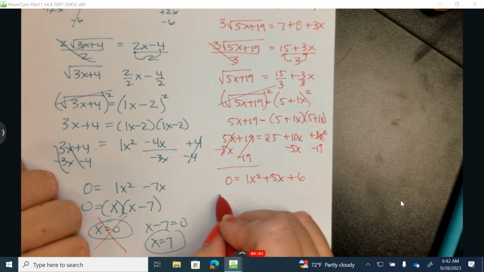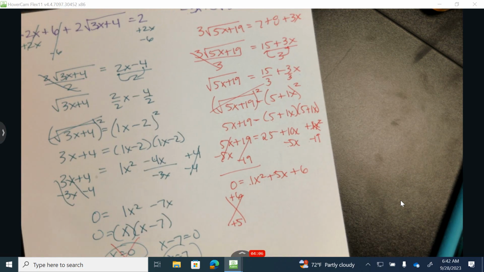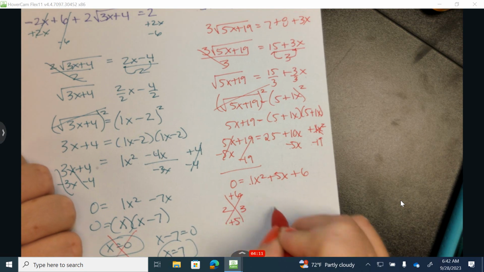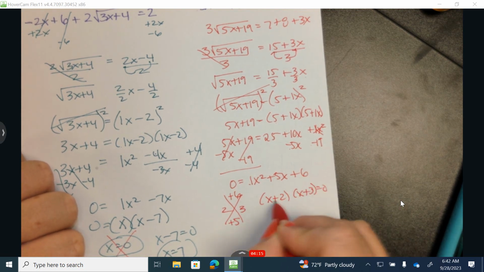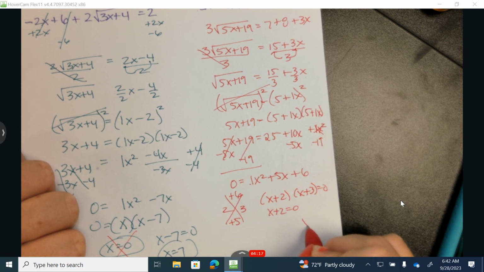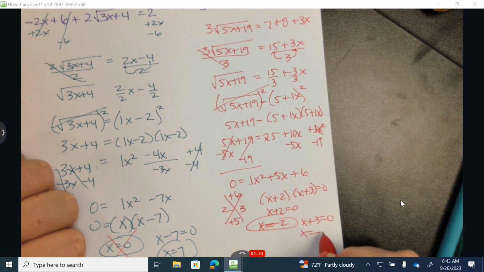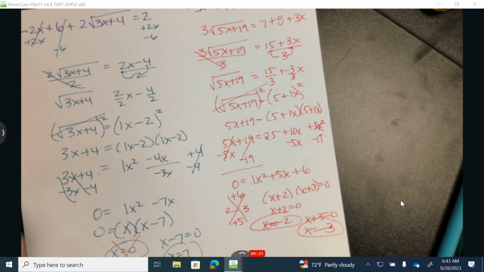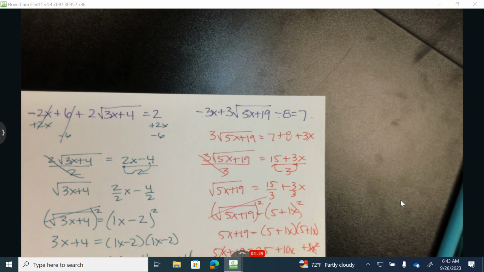Is this factorable? Let's check. 1 times 6 is 6. Are there two numbers that multiply to give you positive 6 and combine to give you 5? Yes, 2 and 3. x plus 2 and x plus 3 equals 0. Set each of these quantities equal to 0 and solve. And we come up with the answers of negative 2 and negative 3. Now again, this doesn't mean those are automatically the answers. We have to come up to the very front and check to make sure, is this correct?